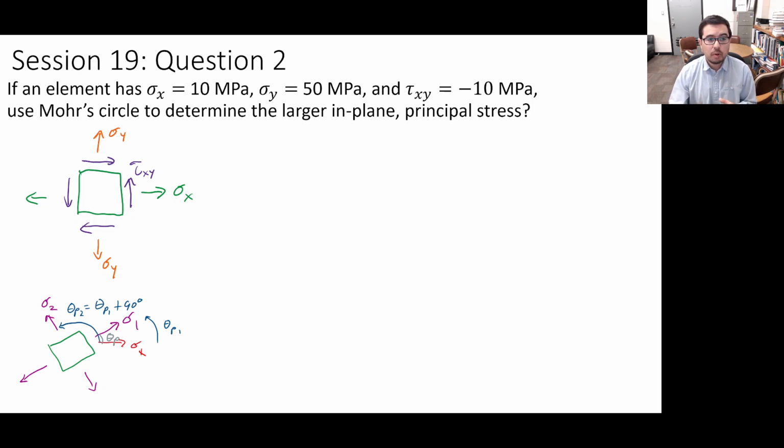In this video, we're going to run through a few different questions involving this state of stress given with sigma x equals 10 megapascals, sigma y equals 50 megapascals, and tau xy equals minus 10 megapascals. We're going to use Mohr's circle in the first question. So question 2, we're going to go through question 2 through question 5, again with the same state of stress.